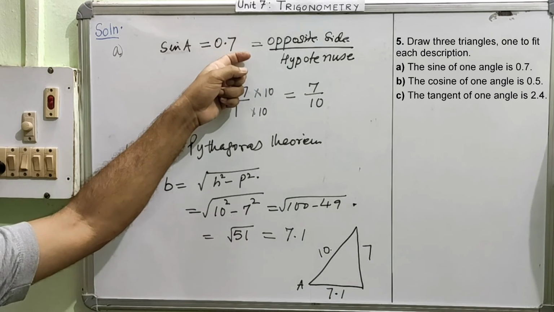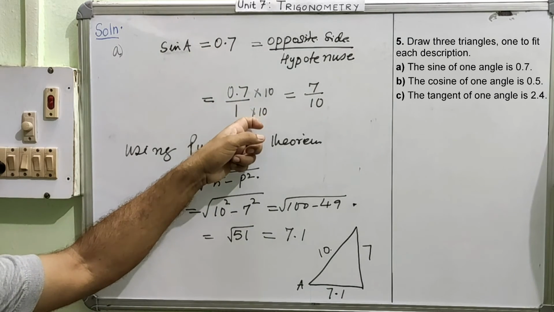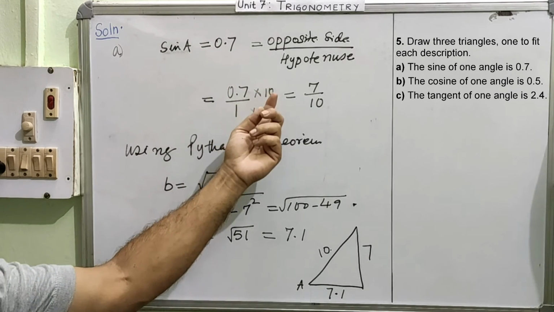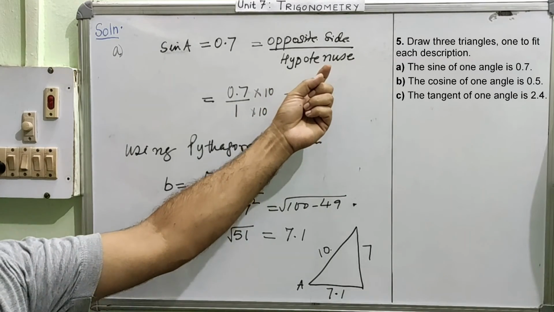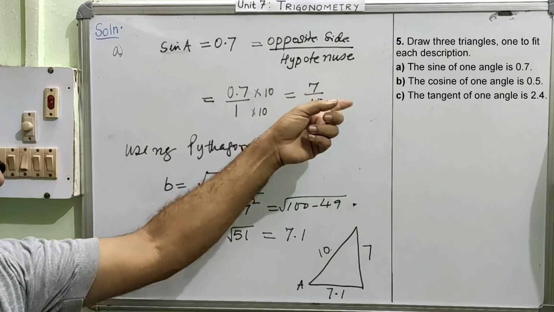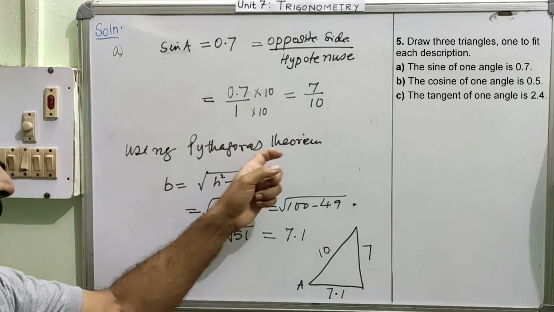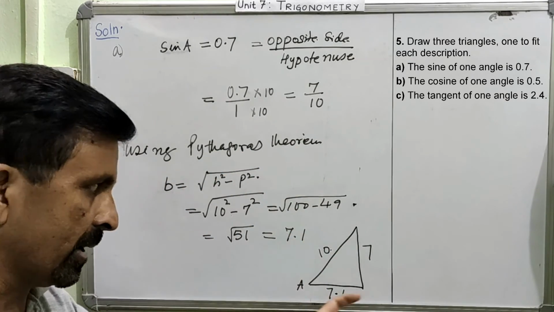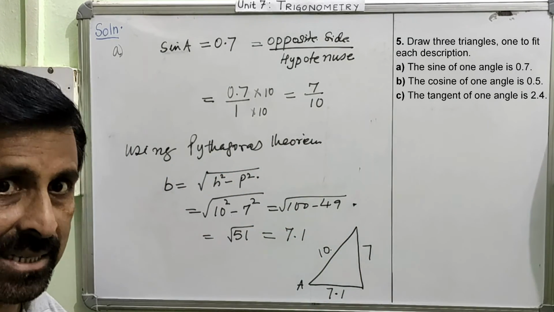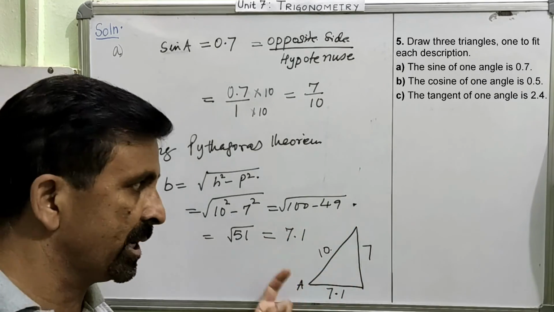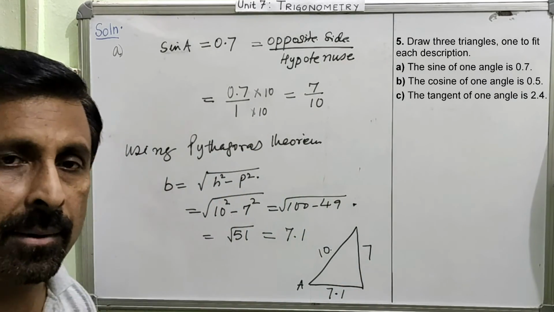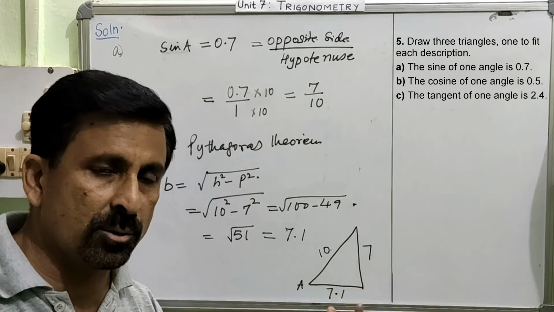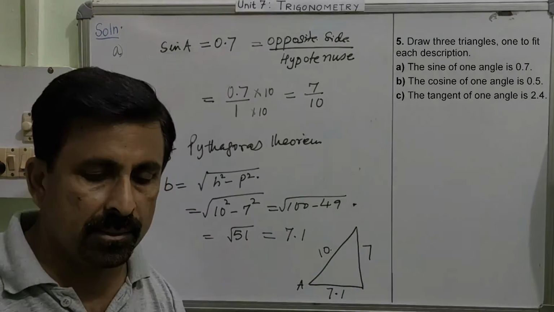Your value was given in decimal. First of all, you changed that into fractional form, and then you multiplied it by another number. You got the measurement of the opposite side and the hypotenuse, and now the third side can be calculated using the Pythagoras theorem, and then you can draw a rough diagram. You are asked to draw, not construct. Draw means you can draw it with a rough hand. Am I very clear? But as far as possible, try to draw it as neat as possible. Thank you.